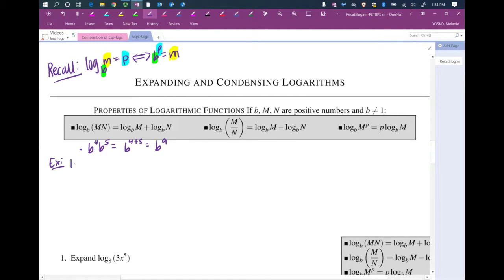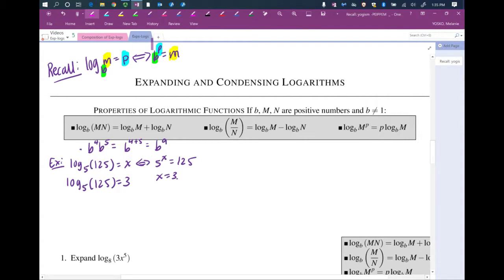So if we have something like log base 5 of 125, well, using this property up here, b to some power equals M. So let's just call this x for now, right? So we can say, well, 5 to the x is equal to 125, because we're undoing this logarithm, writing it as an exponential. 5 to the x is 125. Well, that means x is 3. Okay, so we see that log base 5 of 125 equals 3.